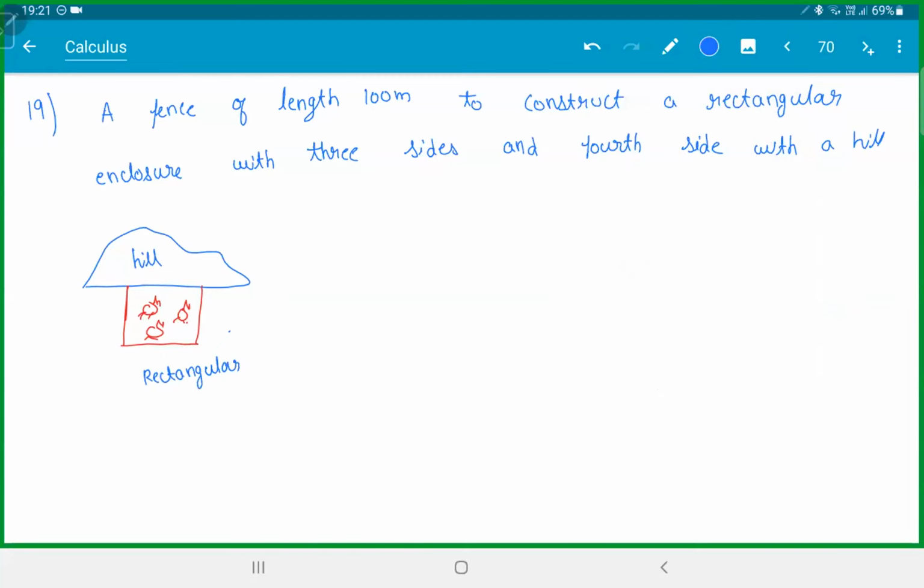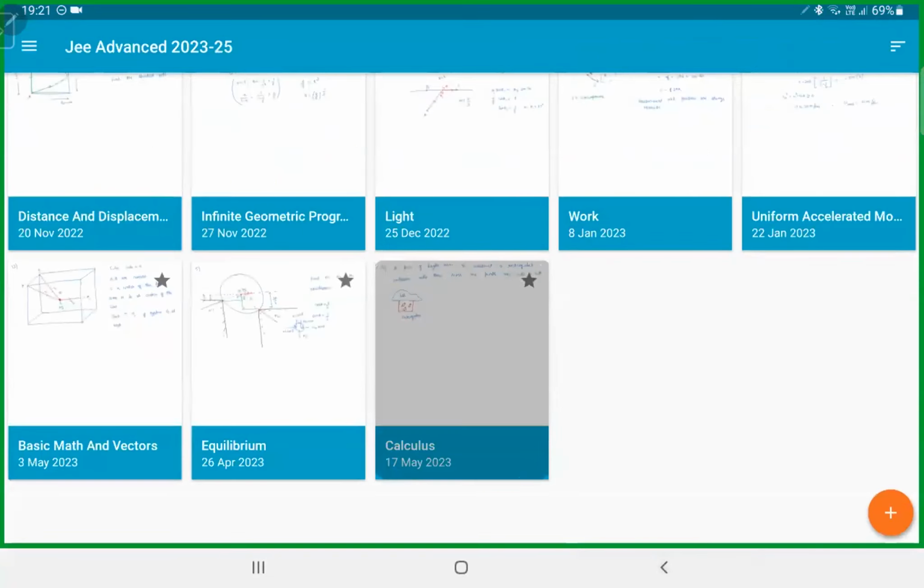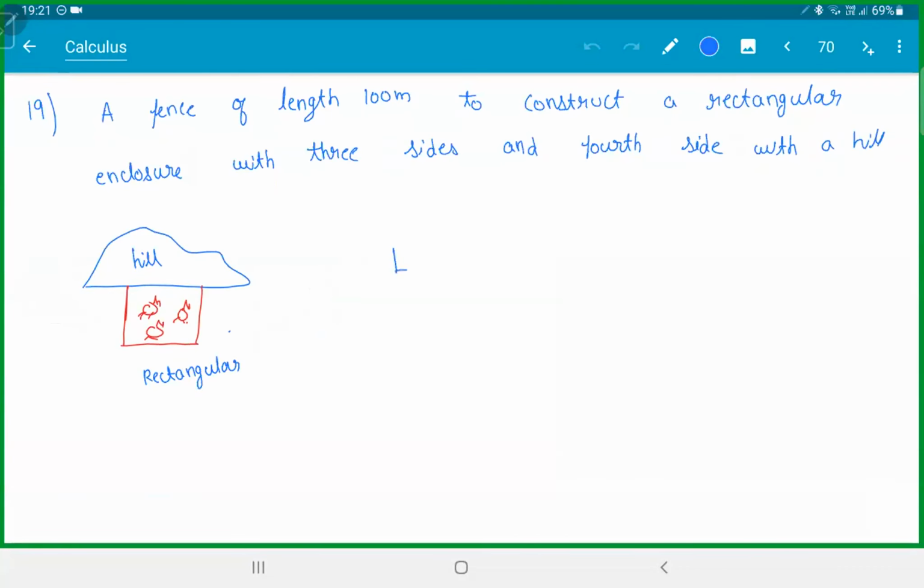Now the question is, you can construct however you want. You can construct it like this, like this, like this. You can keep any length and any breadth. So find the maximum possible area of the enclosure. So the total length of the fence is 100 meters. So how should you construct the fence? Means for a rectangle, how will you take the length and breadth? That is the question.